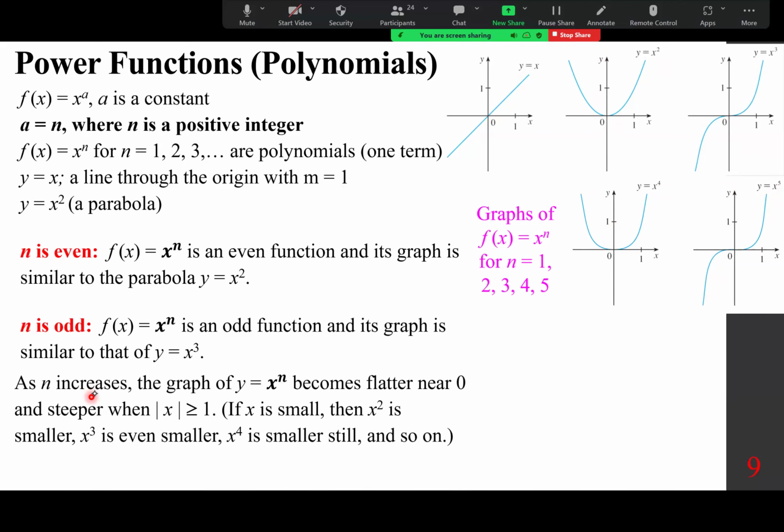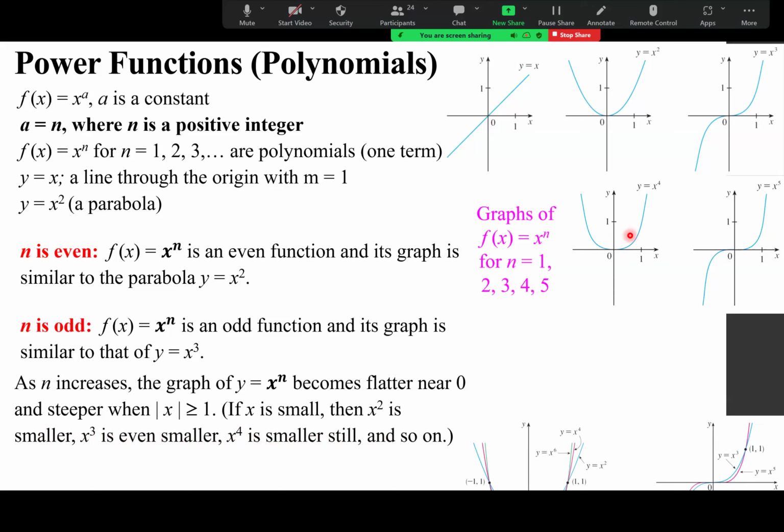As n increases, the graph of y equals x to the power of n becomes flatter near 0 and steeper when the absolute value of x is larger than or equal to 1. If x is small, then x squared is smaller, x cubed is even smaller, x to the power of 4 is smaller, and so on. That's why it becomes flat as it gets closer and closer to 1.